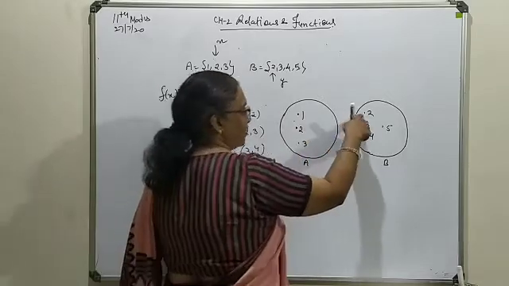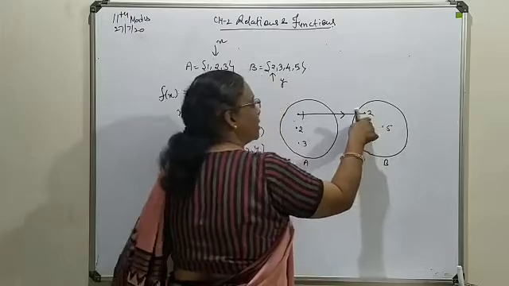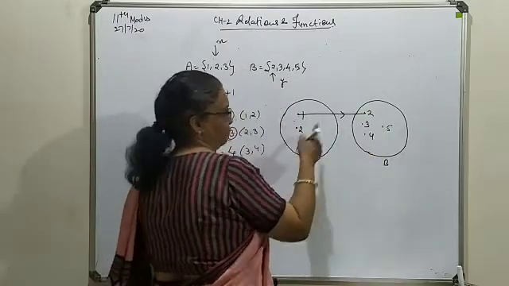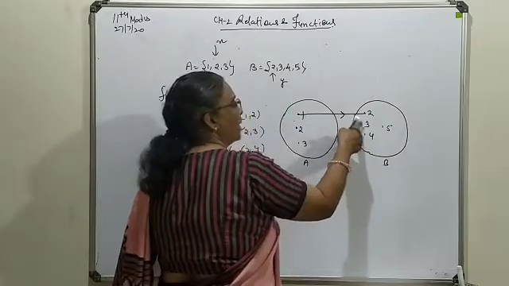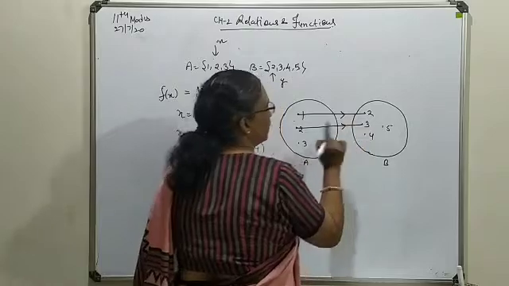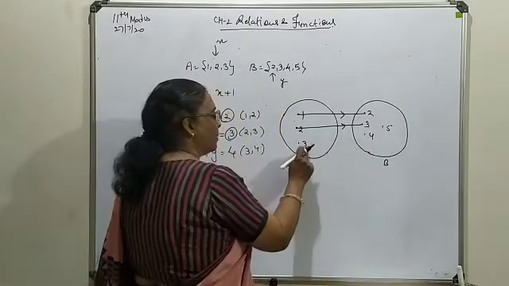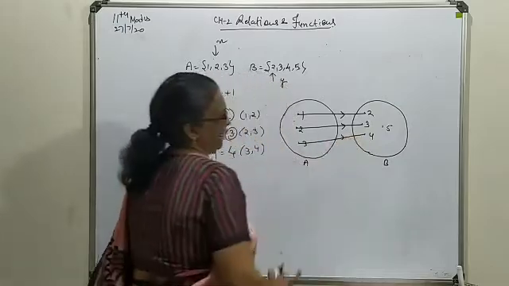For 1, the answer is coming as 2, meaning this 2 is an image of 1. For 2, the answer is coming as 3, meaning this 3 is an image of this 2. So these are related to each other. This 4 is the image of this 3. So these are related to each other.